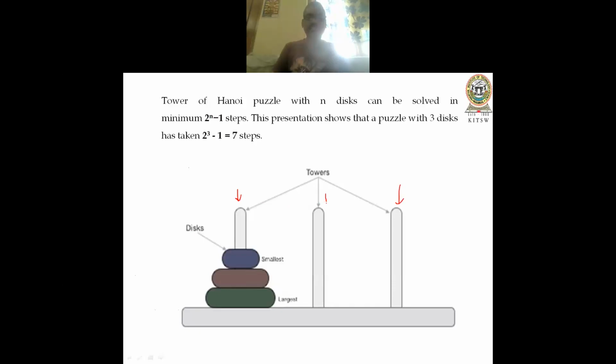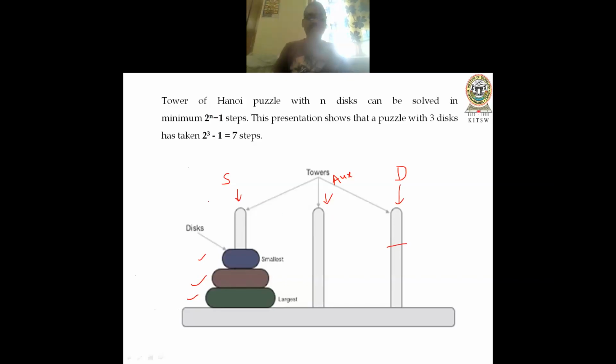Here we have three towers, and these are the disks. For example, three disks are there. This is the smallest disk and this is the largest disk. In this order only we have to move from the source. You can take this as the source tower, this as the auxiliary tower that we can use, and this as the destination tower. We have to move all these disks by making use of the auxiliary tower, and all the disks have to be moved onto the destination tower.